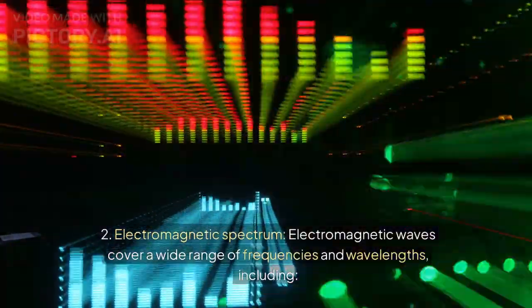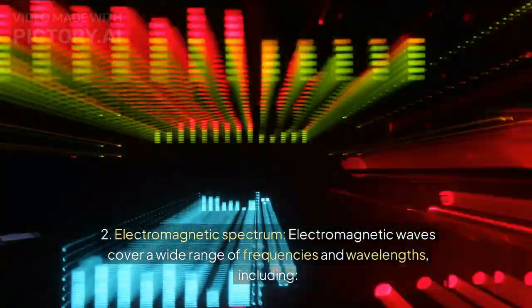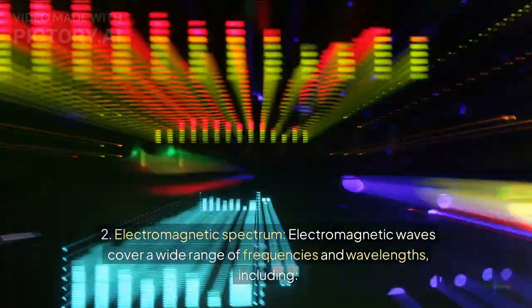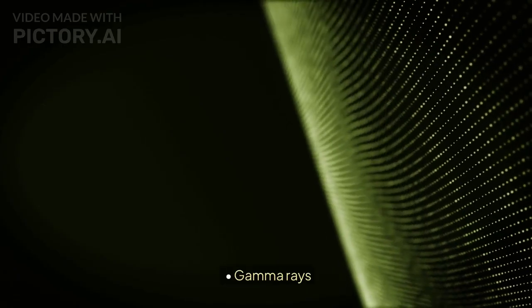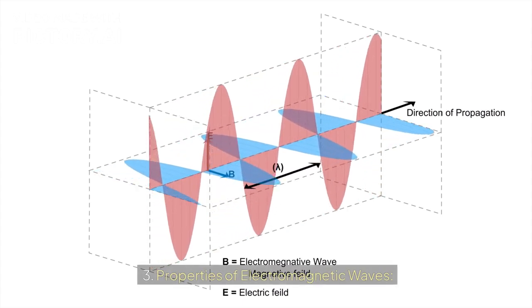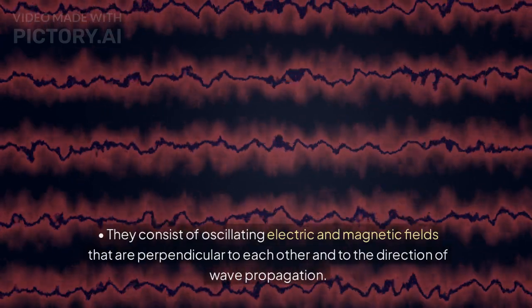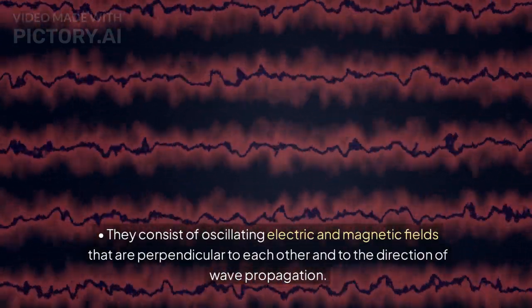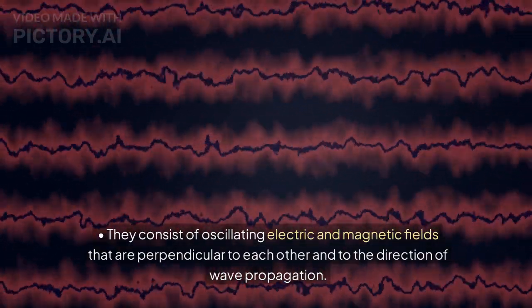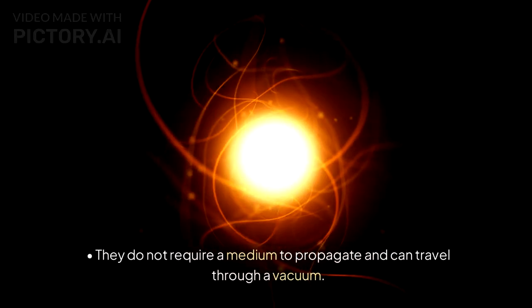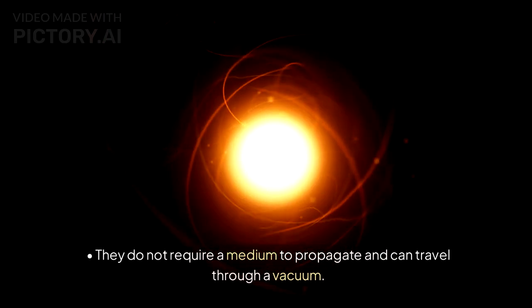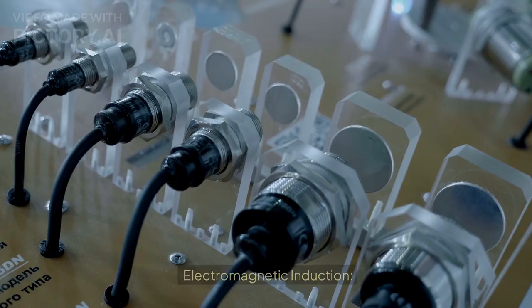2. Electromagnetic spectrum. Electromagnetic waves cover a wide range of frequencies and wavelengths, including radio waves, microwaves, infrared, visible light, ultraviolet, X-rays, and gamma rays. 3. Properties of electromagnetic waves. They consist of oscillating electric and magnetic fields that are perpendicular to each other and to the direction of wave propagation. They do not require a medium to propagate and can travel through a vacuum.